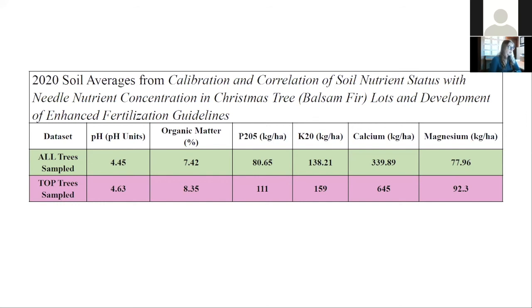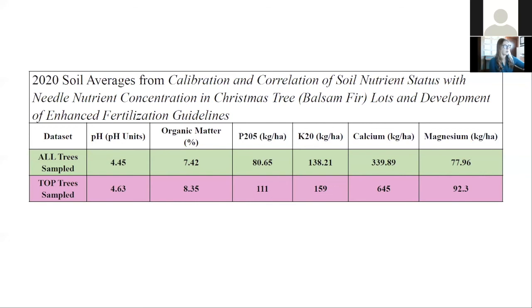And you can see some subtle differences here. If you look at your pH overall in your top trees sampled to your better trees, just a difference of about 0.2. So not really that substantial. Organic matter, we are getting a little higher. So we're over that 8% in organic matter when we get into our better trees.